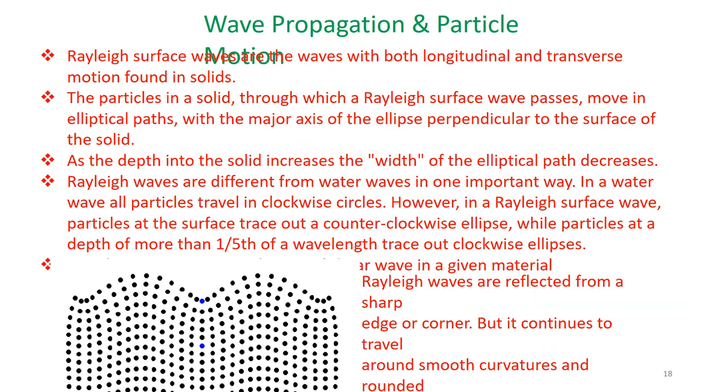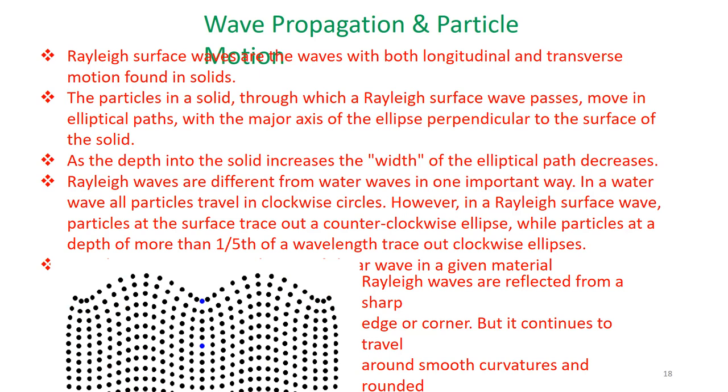Surface waves are waves with both longitudinal and transverse motion found in solids. The particles in a solid through which the Rayleigh surface wave passes move in an elliptical path, with the major axis of the ellipse perpendicular to the surface of the solid. As the depth into the solid increases, the width of the elliptical path decreases.